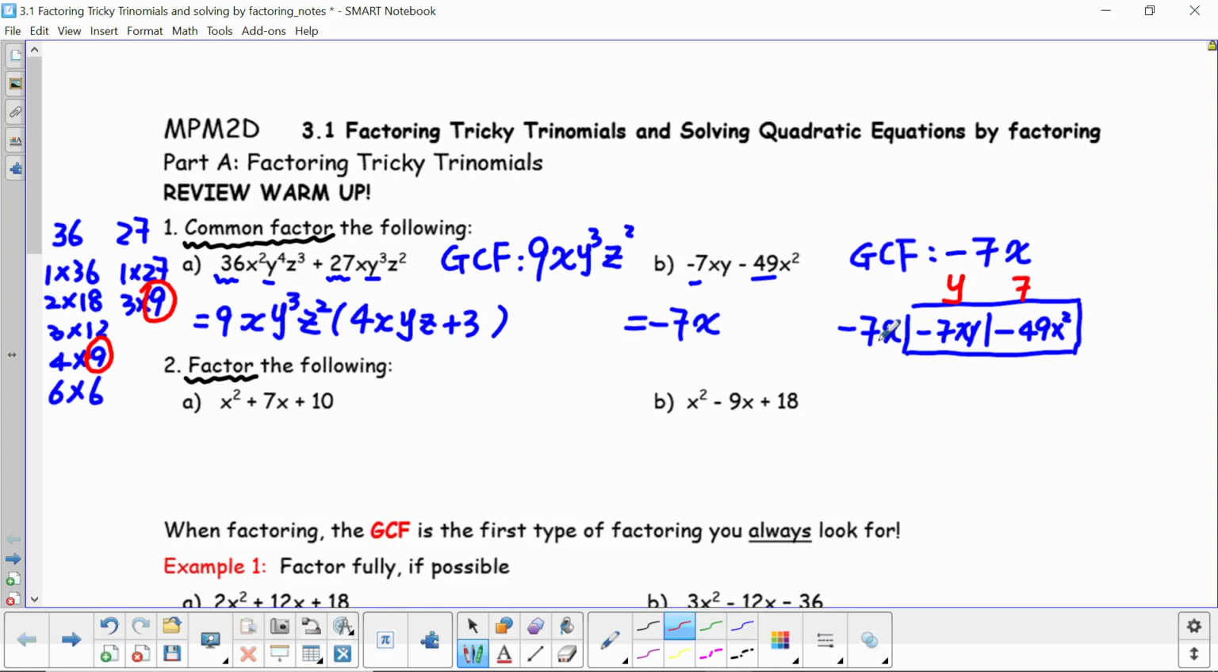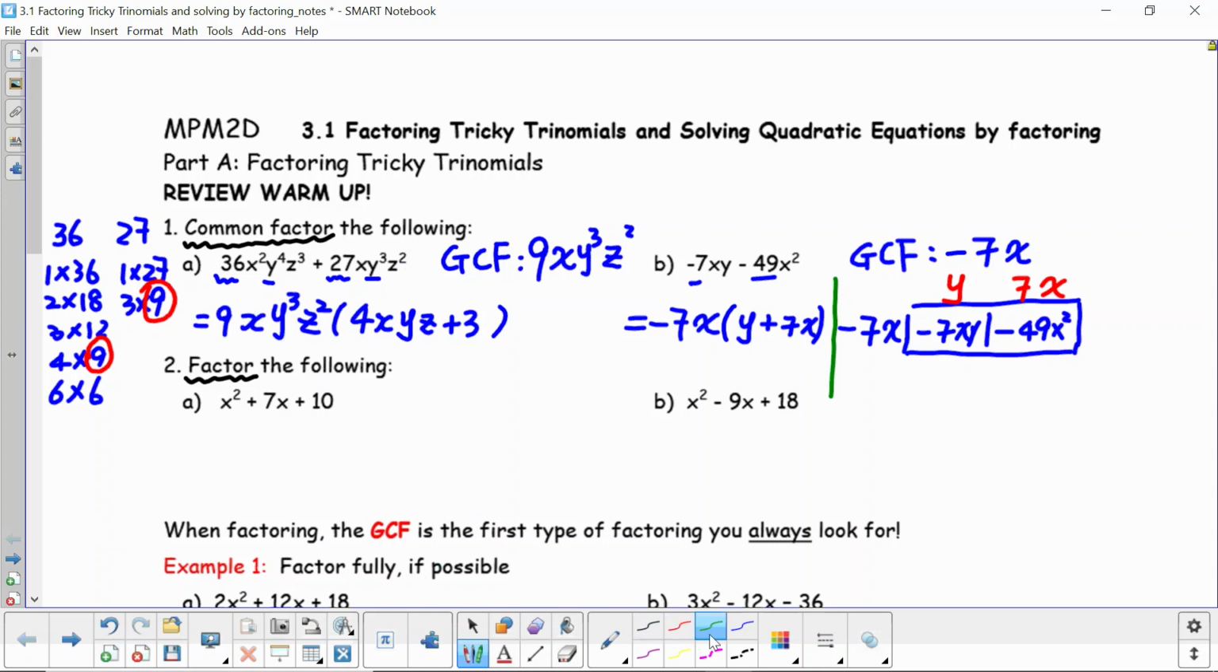x squared divided by x, 2 minus 1, the degree, gives you x to exponent 1. So then you write one side is negative 7x, another side is y plus 7x. Bracket, that is done. Okay, so this is what we did before for common factoring.